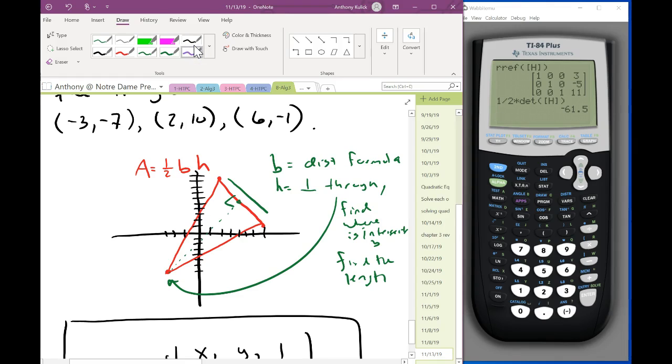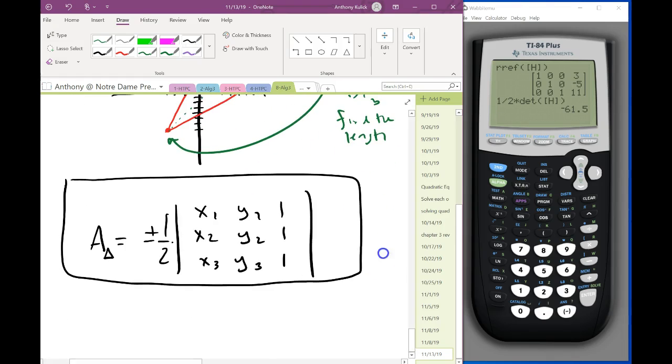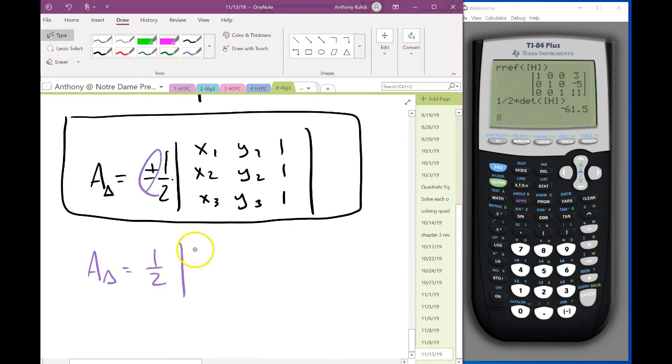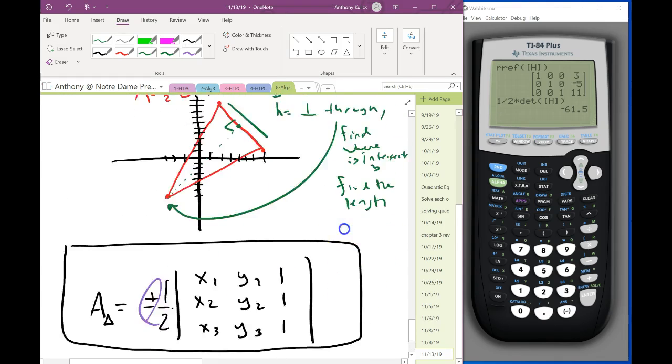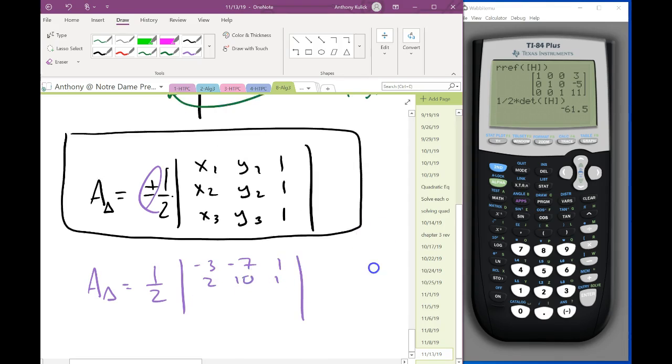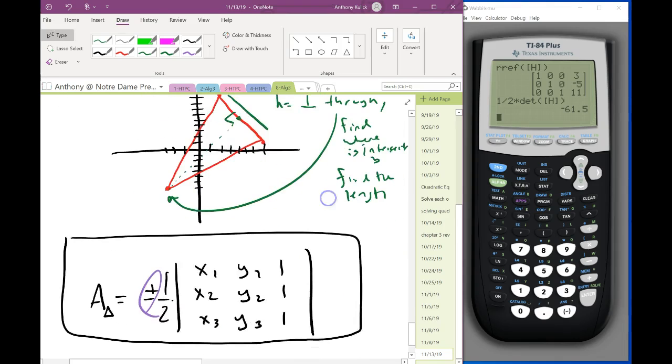Should an area be negative? No, right? What part of the formula haven't we done yet? We haven't used the plus or minus. In this case, which one should we be using? The minus. Why should I be using the minus? So that the area is positive. So the plus or minus there, you're going to choose whichever one is going to give you a positive answer for the area.